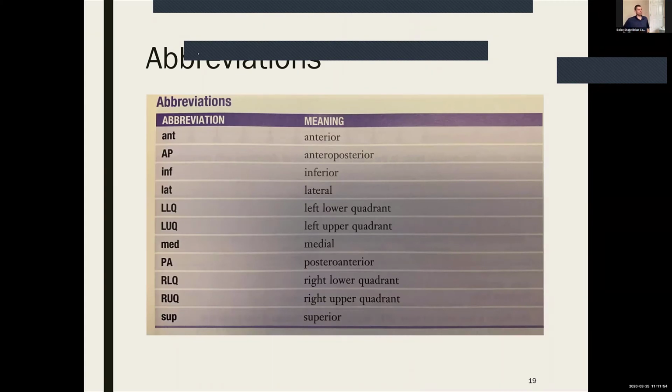Some abbreviations, and some of these are acronyms as well. So like RUQ there at the bottom of the list, right upper quadrant. ANT is just an abbreviation. So ANT is not an acronym. It's just an abbreviation because you're using part of the word in order to shorten it. Now AP, anteroposterior, that is an acronym. And so LAT, not an acronym, but it is an abbreviation. LLQ, LUQ, those are also acronyms. And so you'll see those used frequently in healthcare.